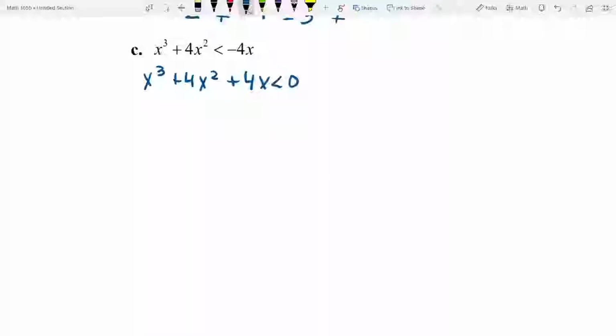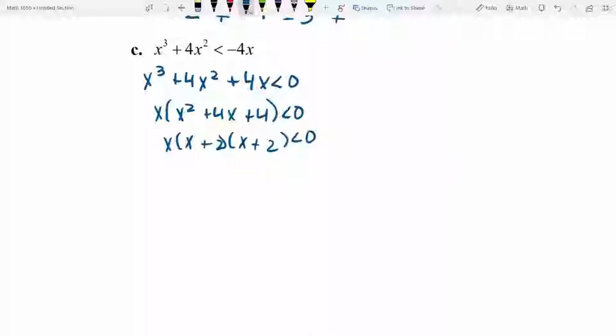Step 2, tell me one word. Factor. What do I do specifically? Take out an x. Good. And I'm left with x to the second plus 4x plus 4 is less than 2. Keep factoring. The x to the second goes to an x and an x. Signs are the same. They're both positive. 2 and 2 multiply to give me 4 and add to give me 4.